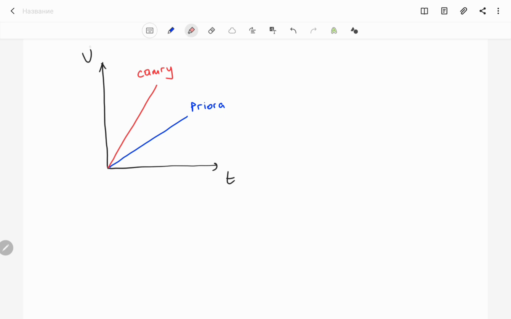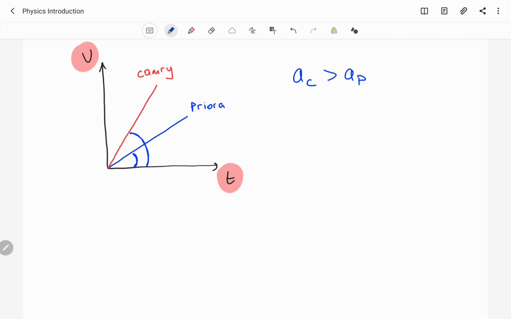So since we have a velocity time graph, we can simply compare the slope for the red line and the slope for the Priora, the blue line, because this slope corresponds to acceleration. Visually we can see that this angle, this slope is smaller than the slope for the Camry, the red car. So we can conclude that the acceleration of Camry is bigger than the acceleration of Priora. If you pay attention, in this graph there is no data, no numbers. But to solve this problem, we don't need any data. We just need to compare the slope for the red solid line and the blue solid line, and this will be enough to understand which car accelerates faster.